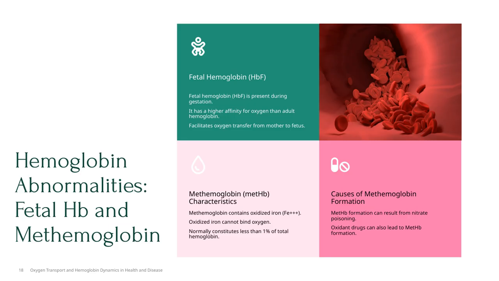For instance, methemoglobin can form in response to nitrate poisoning or exposure to oxidant drugs. These are important causes because they can lead to reduced oxygen transport, which is especially critical in disease states or poisoning scenarios. Understanding these abnormal forms of hemoglobin helps us grasp how various conditions impact oxygen delivery in health and disease, reinforcing the overall importance of hemoglobin dynamics in our physiology.